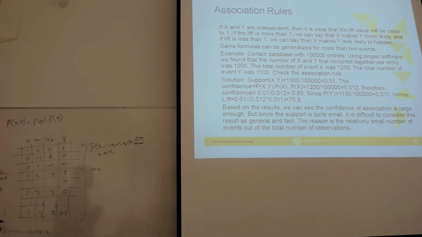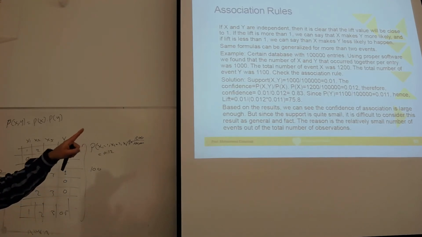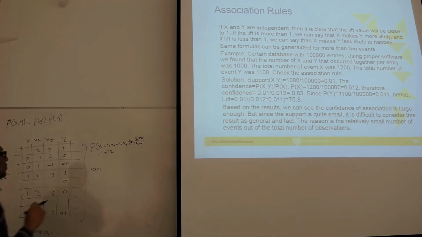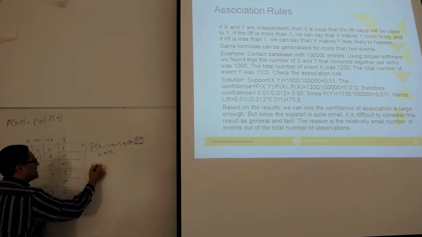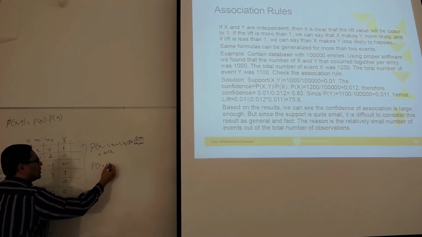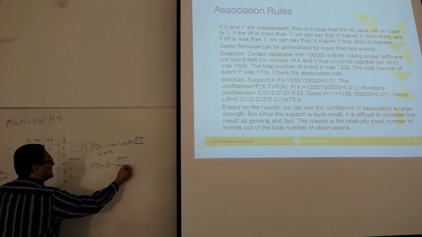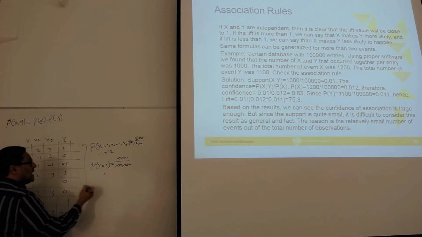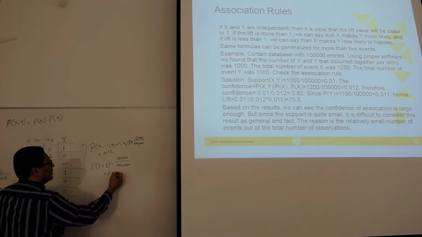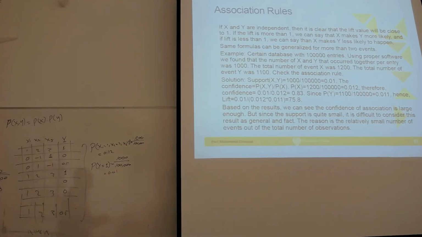And X and Y occurred together 1,000 times. So the probability that Y equal to 1 is the number of times it repeated in the data divided by the total number of data that you have. Okay? And then they asked you to check the support, the confidence and the lift.